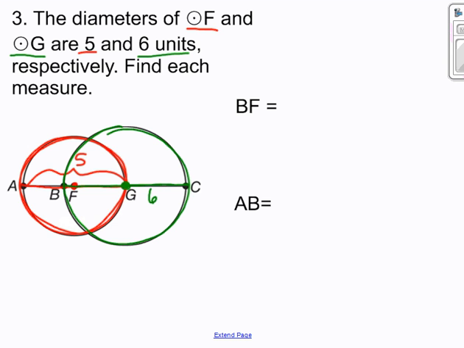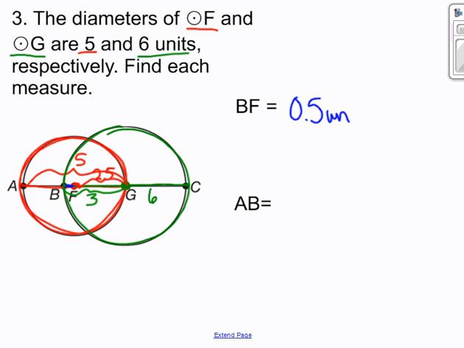And then find each measure. Then you find BF. So the BF is just a little bit here. Okay, I have to be creative here. The diameter of the green is 6, so this part here would be half of that, so that's 3. And then the circle F, from here to here, this length is half of 5. So half of 5 is 2.5. So this whole bit is 3, and the other part is 2.5. I know that BF would have to be 0.5 units.